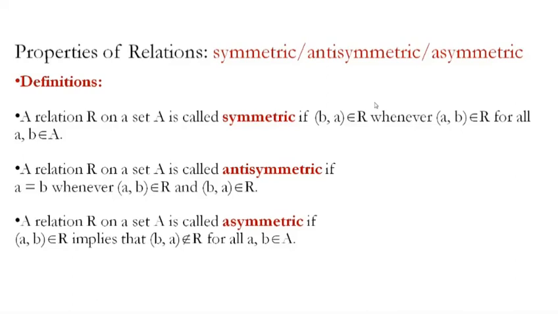Now what antisymmetric is telling you is that it will allow the diagonal elements. 1,1; 2,2; 3,3 can be allowed.